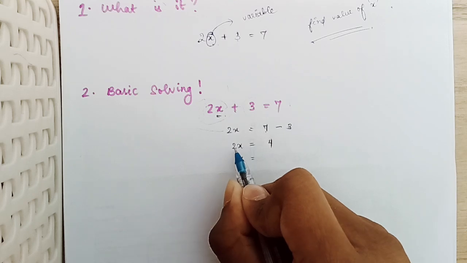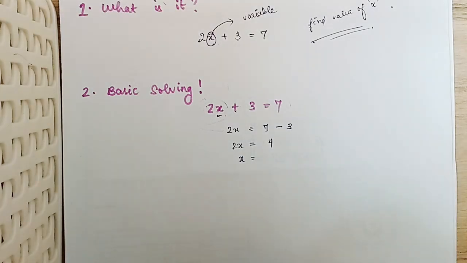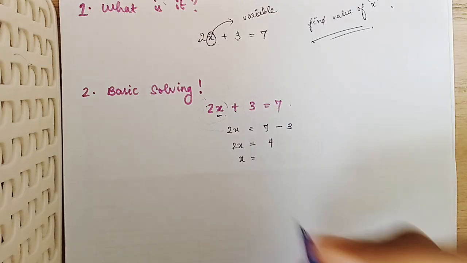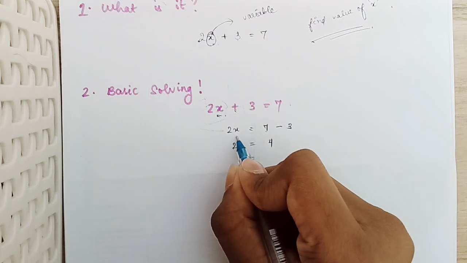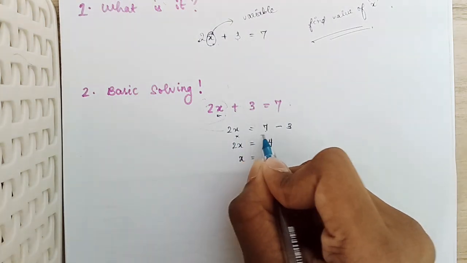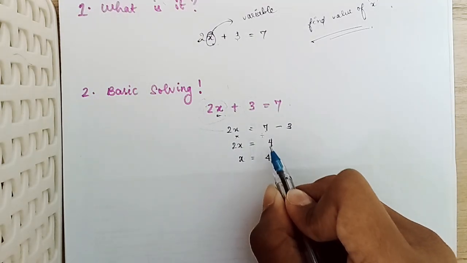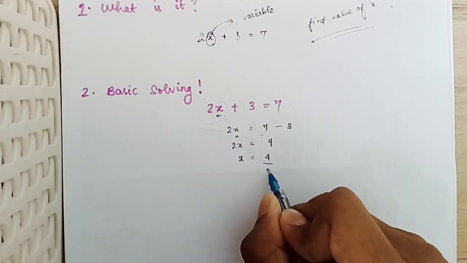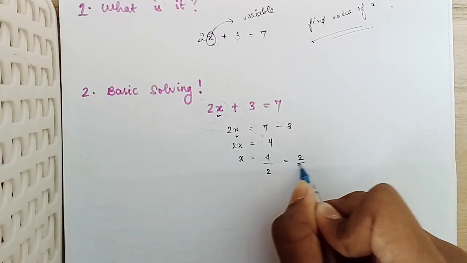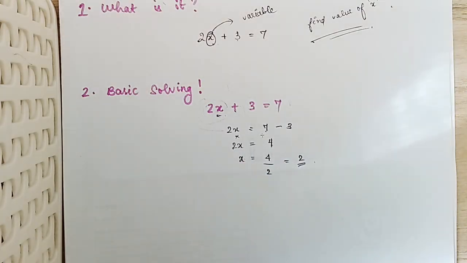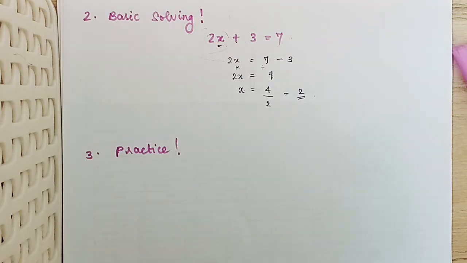Here we can see 2 is multiplied with x. So when a multiplication sign goes to the other side, it becomes division. So here x will be equal to 4 divided by 2, which will give us 2. So the value of x is 2. Now let's do some practice questions.